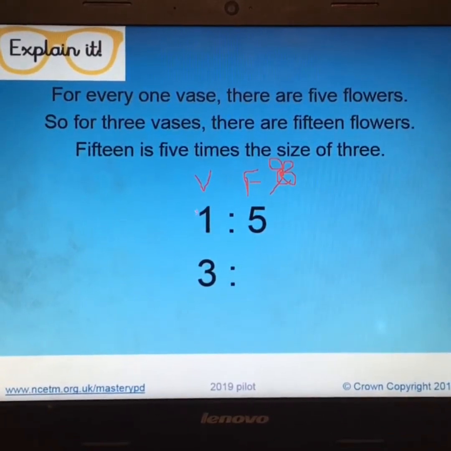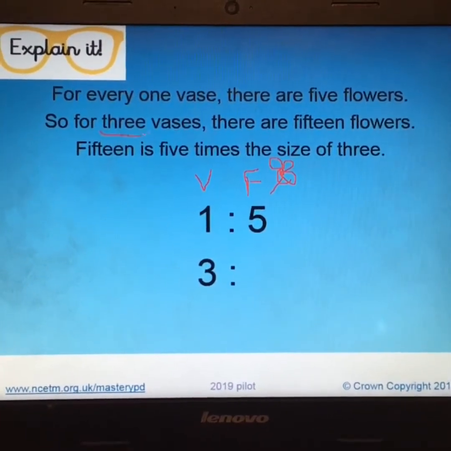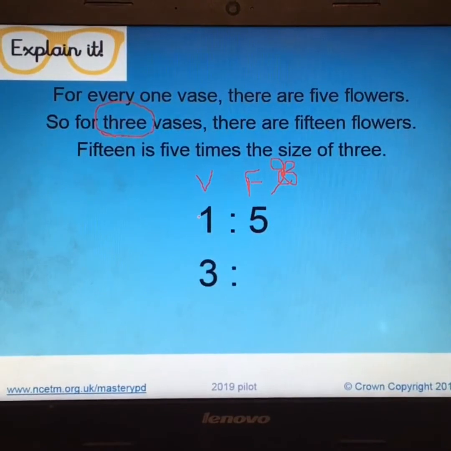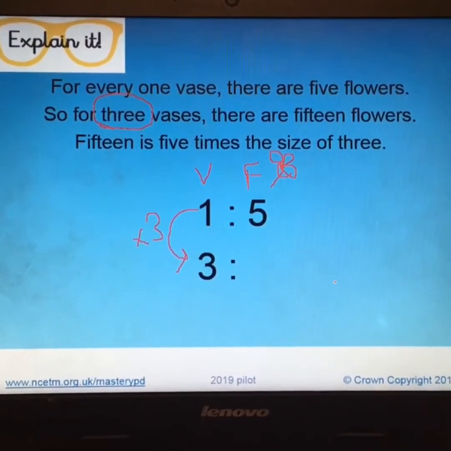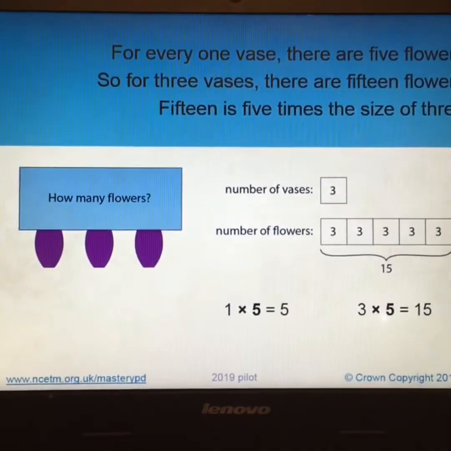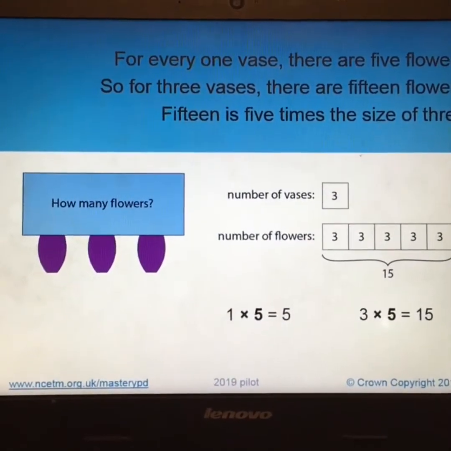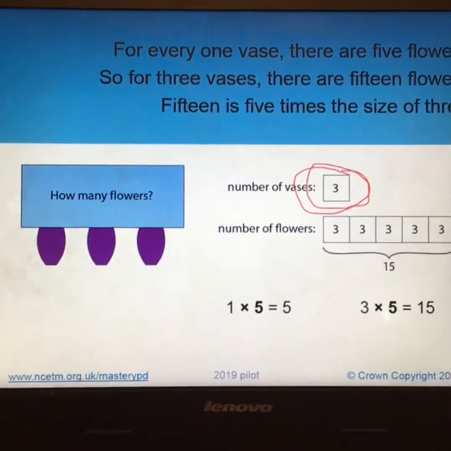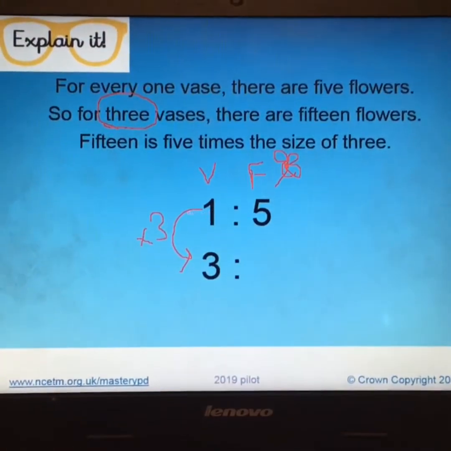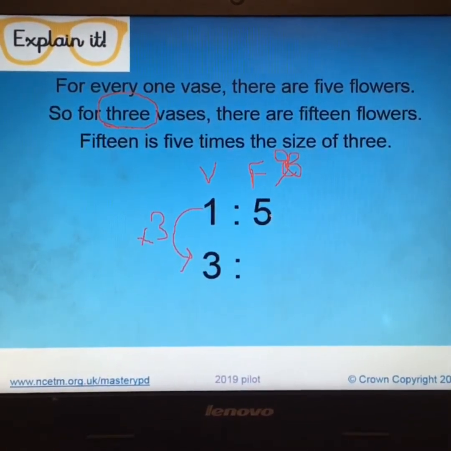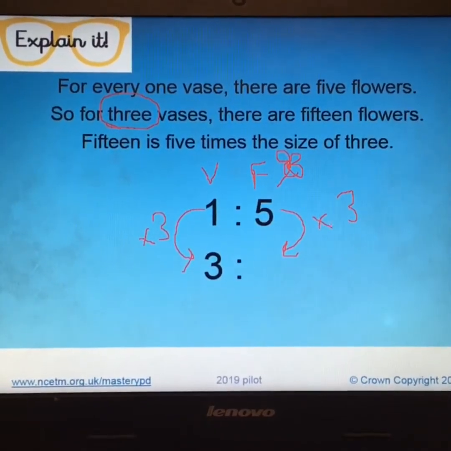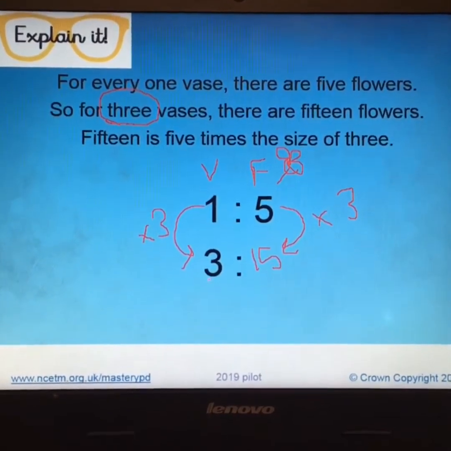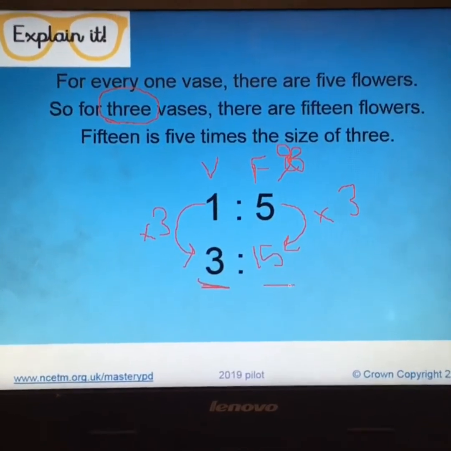So for every 1 vase there's 5 flowers. Now there are 3 vases, so I'm going to times the vases by 3. Just like I did here, look, the vases became 3. So I've times this side by 3, I've times the vases by 3, the ratio's got to stay the same, so I've got to times the flowers by 3, 5 times 3 is 15. So if there was 3 vases, there was 15 flowers.